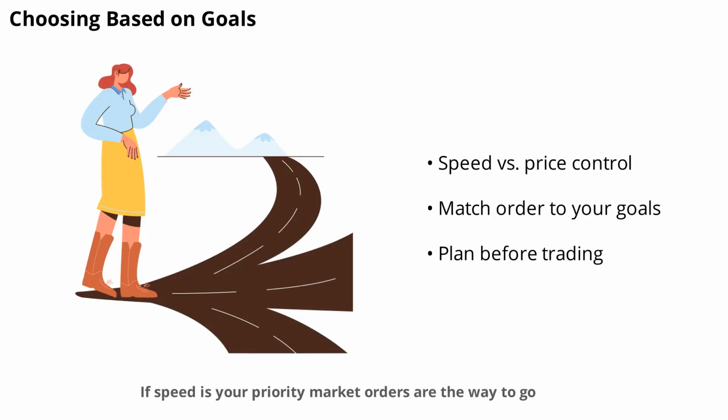Your choice between market and limit orders should depend on your trading goals. If speed is your priority, market orders are the way to go. If price control matters more, limit orders are better. Think about what's most important for your situation before placing a trade.